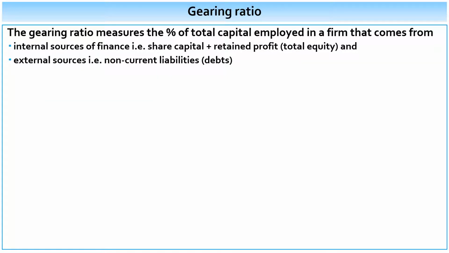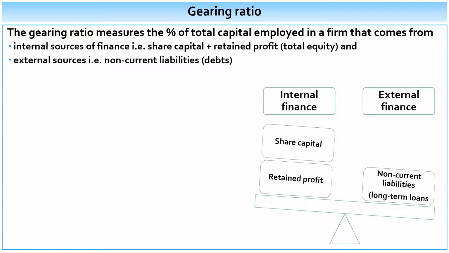The gearing ratio measures the percentage of total capital employed in a firm that comes from either internal sources or external sources. Internal sources are from the owners of the business, so share capital and retained profit, effectively total equity, and external sources are the non-current liabilities, the debts or the loans that have come from banks. So we're looking at the balance of all the money that's been used to operate the business, the capital employed, how much of it is coming from internal finance, how much of it is coming from external finance.